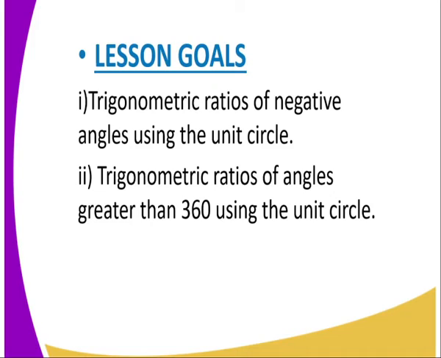We are going to first of all look at the lesson goals. The first lesson goal is the trigonometric ratios of negative angles using the unit circle. Then we also look at the trigonometric ratios of angles that are greater than 360 degrees using the unit circle.